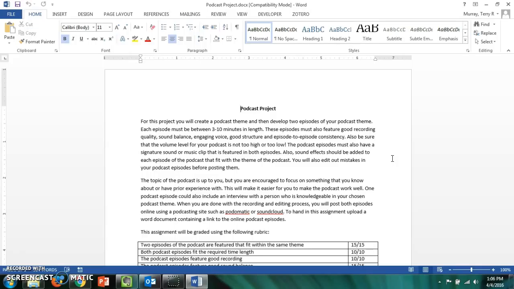And then also be sure the volume of your podcast is not too high or too low. And there must be a signature sound or music clip and appropriate sound effects. So remember to include all of these things in your podcast.